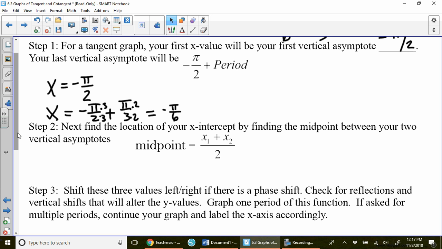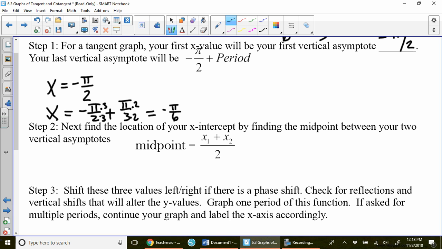We know that one of our x values is negative pi over 2, and the third one is negative pi over 6. But somewhere in between the 2 vertical asymptotes, there is also an x-intercept. Pretend like that's in the middle. We need to know where that is located also.